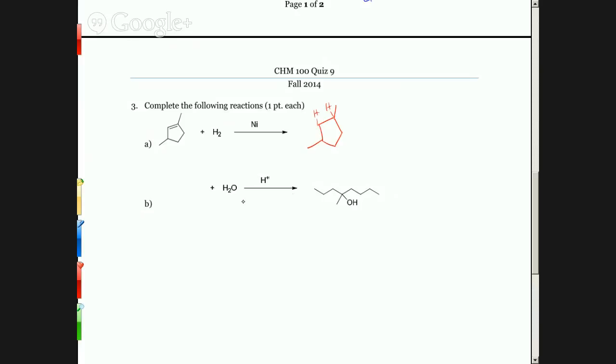All right, and then here we see the product of a hydration. Remember, hydration adds OH to 1 carbon of a double bond and H to the other carbon. So there's actually 3 right answers here because this could come from a double bond at any of the positions around there. So that means the possible answers would be this one.